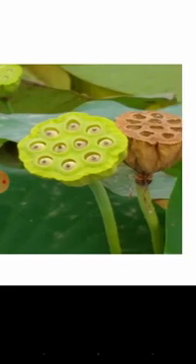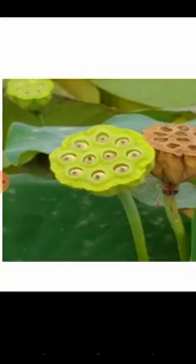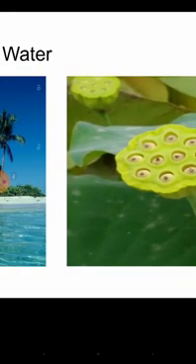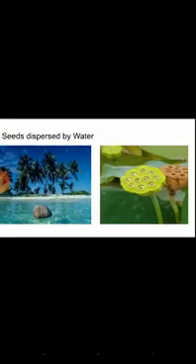The first one is the green color seed pod. You can see that small pointed bead-like seeds are embedded in that. In the back side you can see a dry seed pod which is brown in color. Once the seed pod and the seeds get dried off, it will fall on the water. Due to water current, it may be carried away to some other places. So in some other place it will germinate, it will start to grow as a new plant.